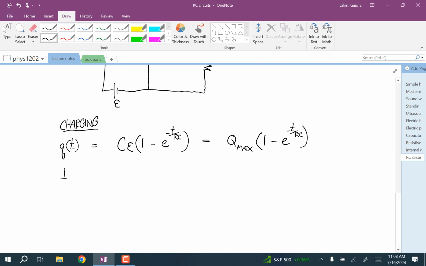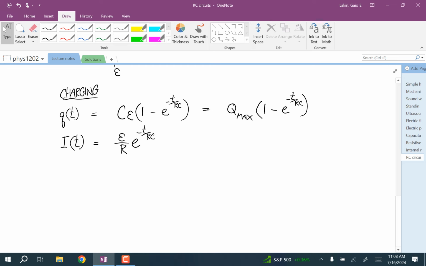And this current, as a function of time, is equal to the EMF divided by the resistance of the resistor times e to the power of negative t over RC.